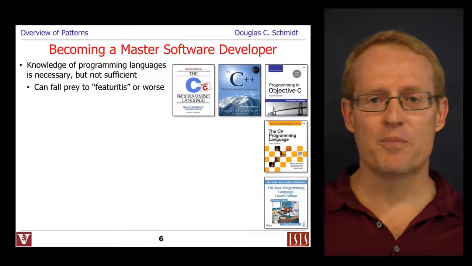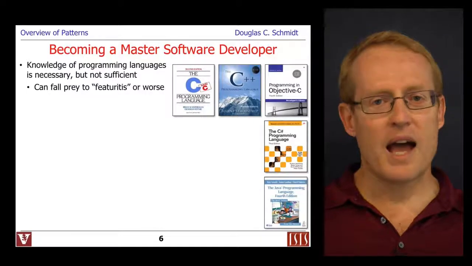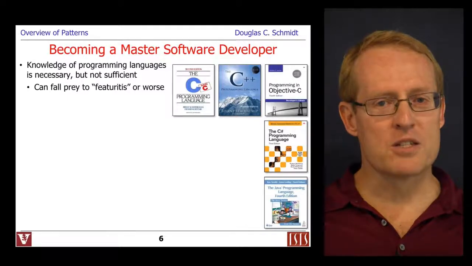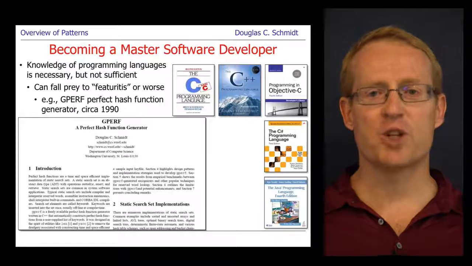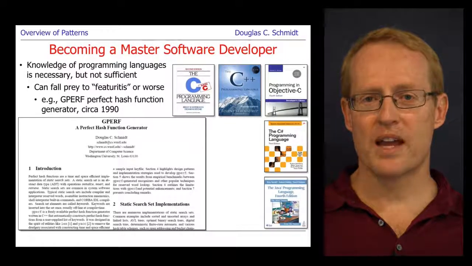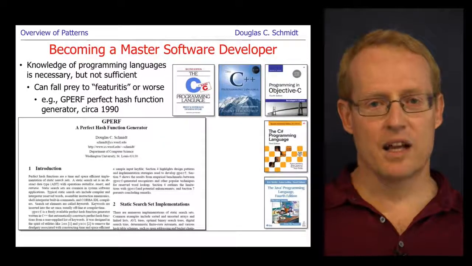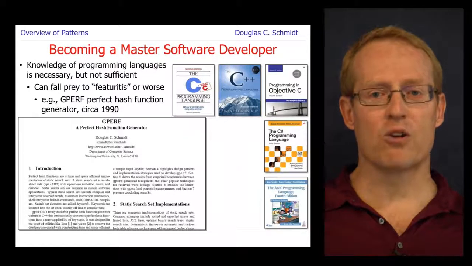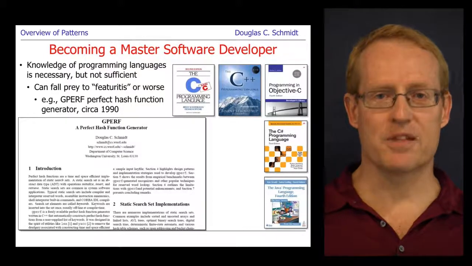Let me give you an example. About 22 years ago, when I was a grad student, I spent a lot of time developing free software. And one of the pieces of free software I developed was something called GPerf, which was a perfect hash function generator. A perfect hash function generator takes a set of keywords and computes an algorithm that will generate a lookup table that allows you to determine whether a new keyword or a new word is a member of this set of keywords in constant amount of time.